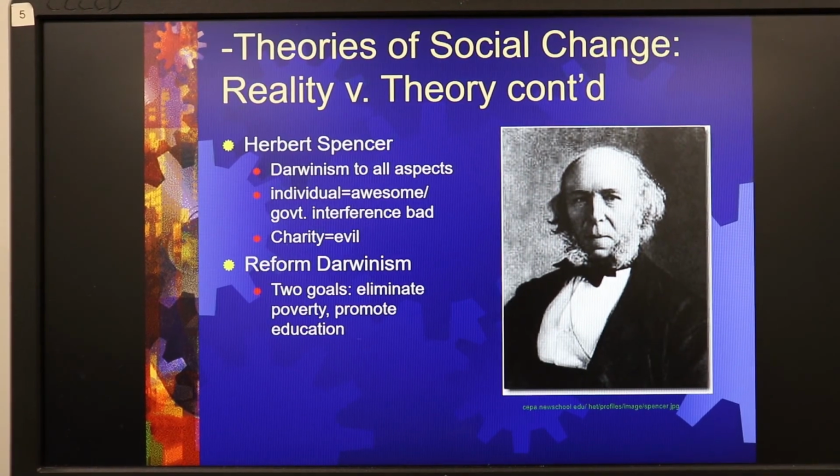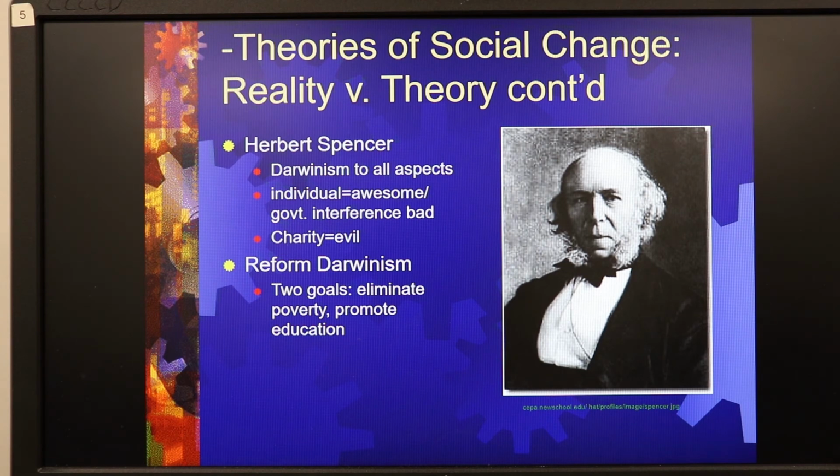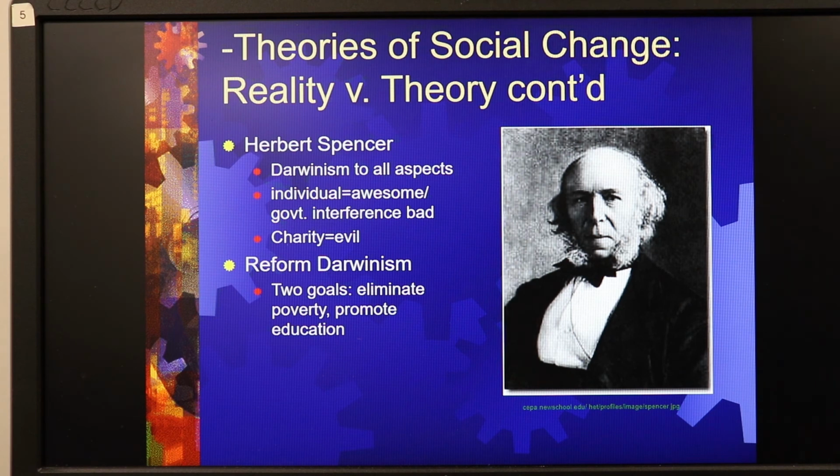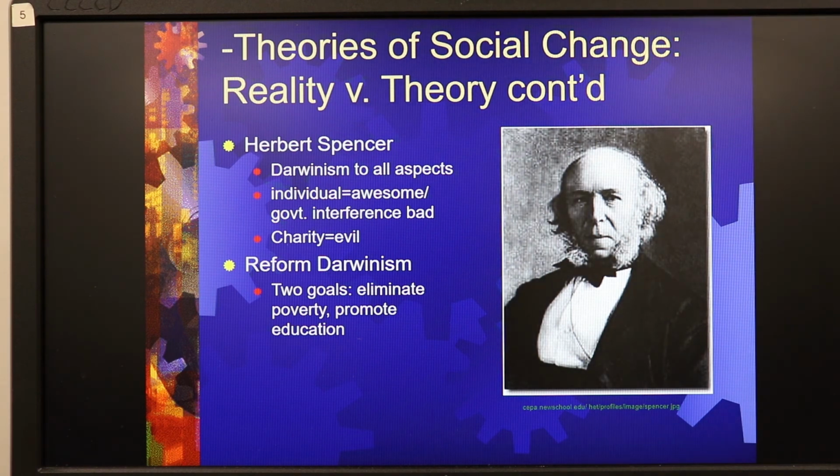Okay, this is where our last shot ended, when we were talking about Reformed Darwinism, where people like Lester Frank Ward said, hey, government could actually become the agency of progress. There were two main goals that society should work on to make it better: eliminate poverty and promote education. By doing that, that would make us a better society, where everyone could be faster, quicker, and better.